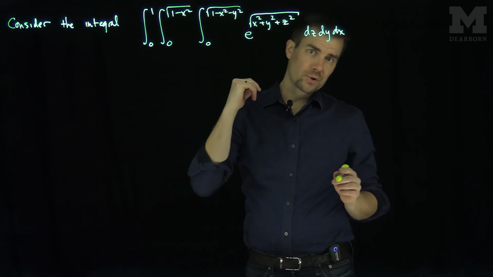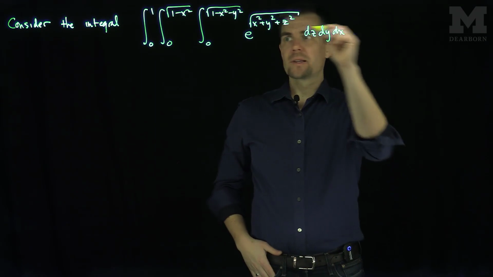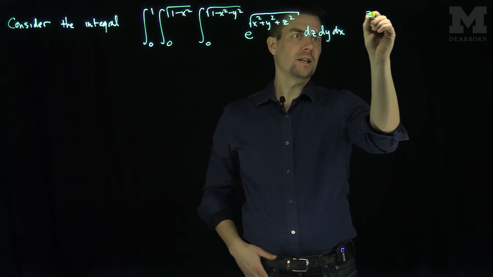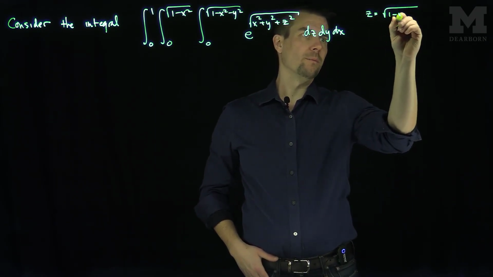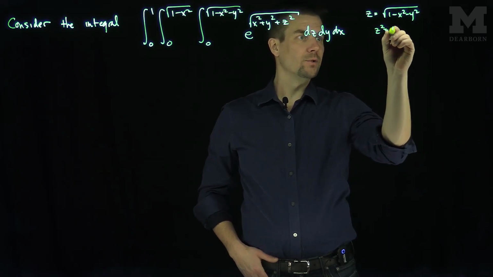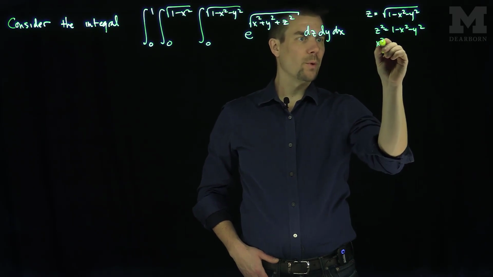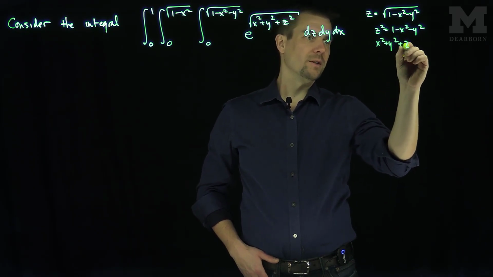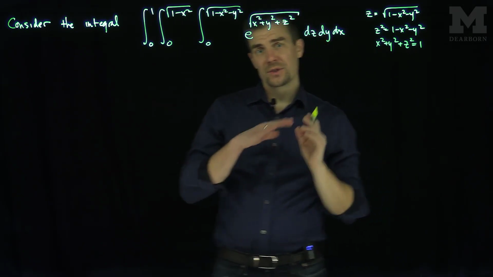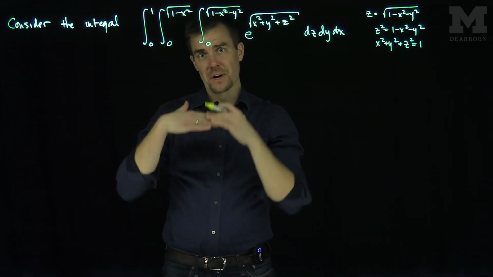Z goes from 0 up to the square root of 1 minus x squared minus y squared. That tells me that at the top limit of integration, z is equal to the square root of 1 minus x squared minus y squared, or that z squared is equal to 1 minus x squared minus y squared, which is equivalent to x squared plus y squared plus z squared equals 1. So z goes from 0 up to the unit sphere.